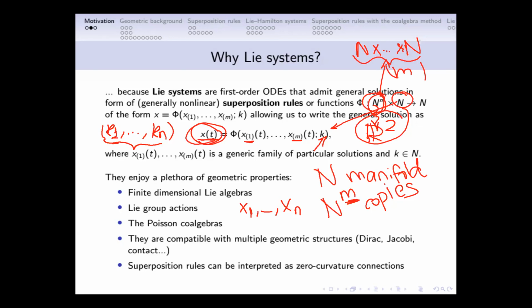We don't know how many degrees of freedom we have. Imagine that the system is the manifold n. K is also a point in the manifold n. Am I correct? Yeah. Okay, that's fine. And you get a solution for the manifold. Okay, yes, I'm good. Thank you. Yeah, don't worry.